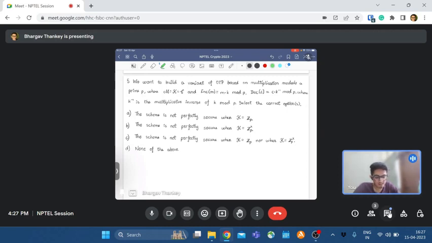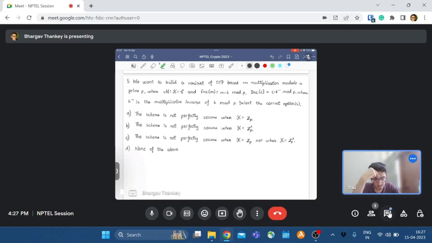The encryption of a message M is defined as M times K mod P, where M is the message, K is the key. And the decryption of C is C times K inverse mod P, where K inverse is the multiplicative inverse of K modulo P. Select the correct option or options.